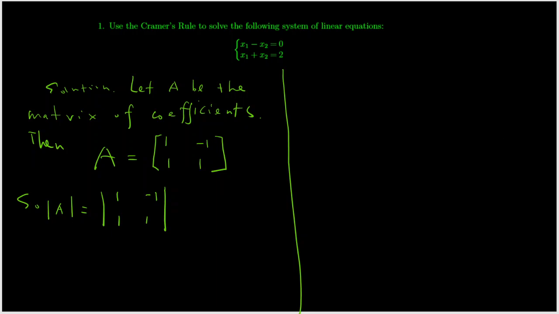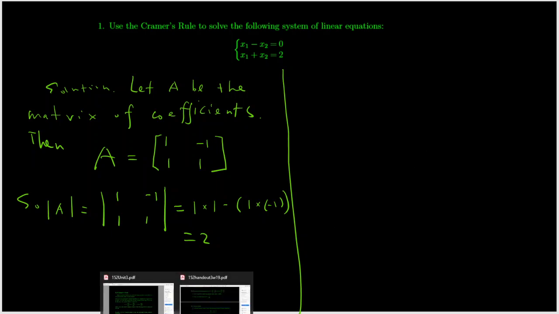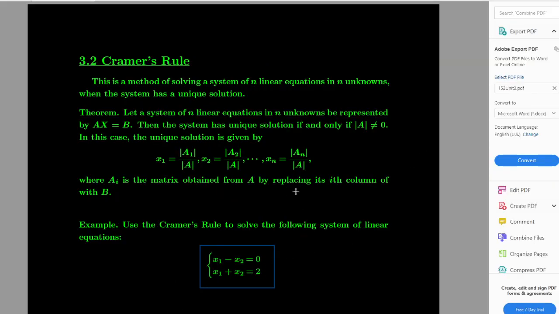We're trying to compute the determinant. The determinant is simple to compute. I think the answer is 2. You compute 1 times 1 minus 1 times 9. The answer is 2, right? Now remember, for the system, the determinant is 2. I will switch to the Cramer's rule.